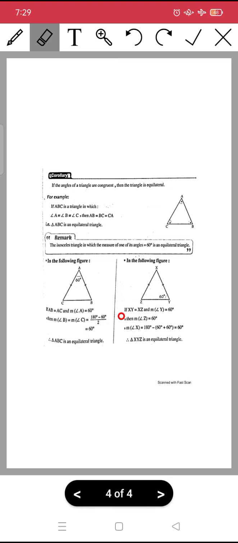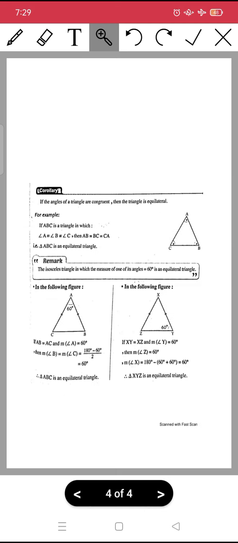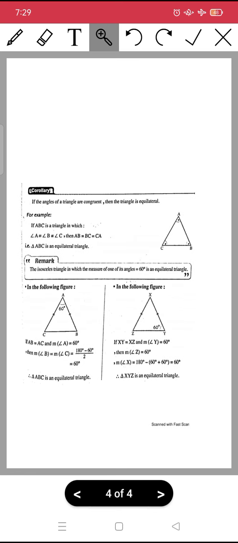Corollary. There is a corollary from this theorem. The corollary tells me that if the angles of a triangle are congruent, then the triangle is equilateral. If all the angles are equal in measure, in other words, then this triangle is equilateral. That is, if in triangle ABC measure angle A equals measure angle B equals measure angle C, or angle A is congruent to angle B and congruent to angle C, therefore side AB equals BC equals CA. Therefore triangle ABC is an equilateral triangle.